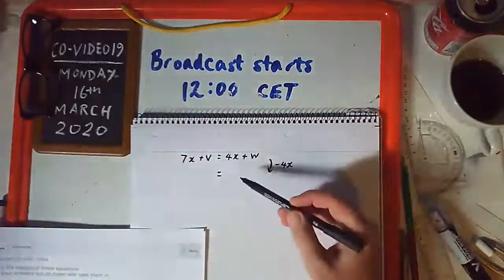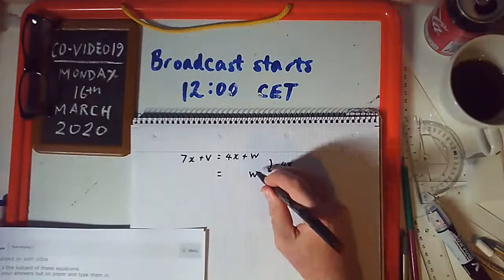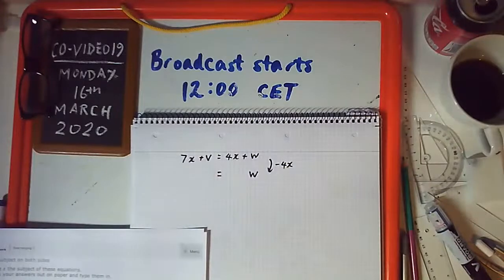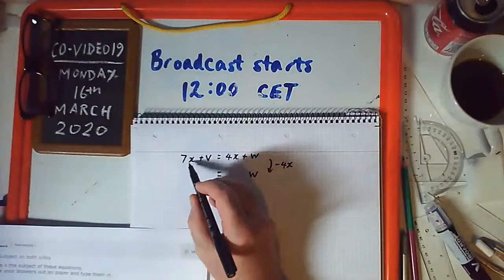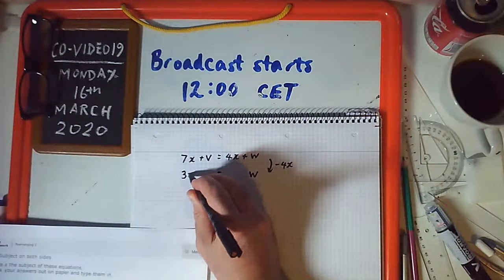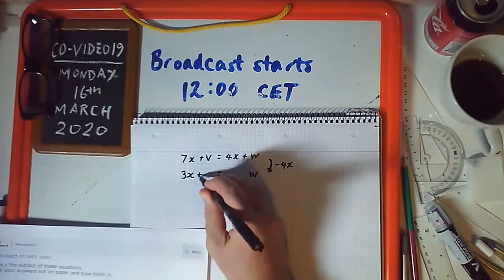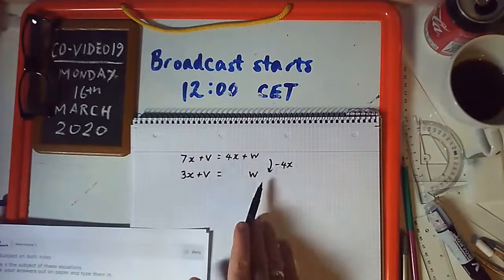If I take away 4x from the right-hand side, that just leaves me with the w, and all the x's are gone. And then if I take away 4 x's from the left-hand side, I've got 7 x's there. Take away 4 x's, that leaves me with 3 x's, and then this other thing, v. So 3x plus v equals w.